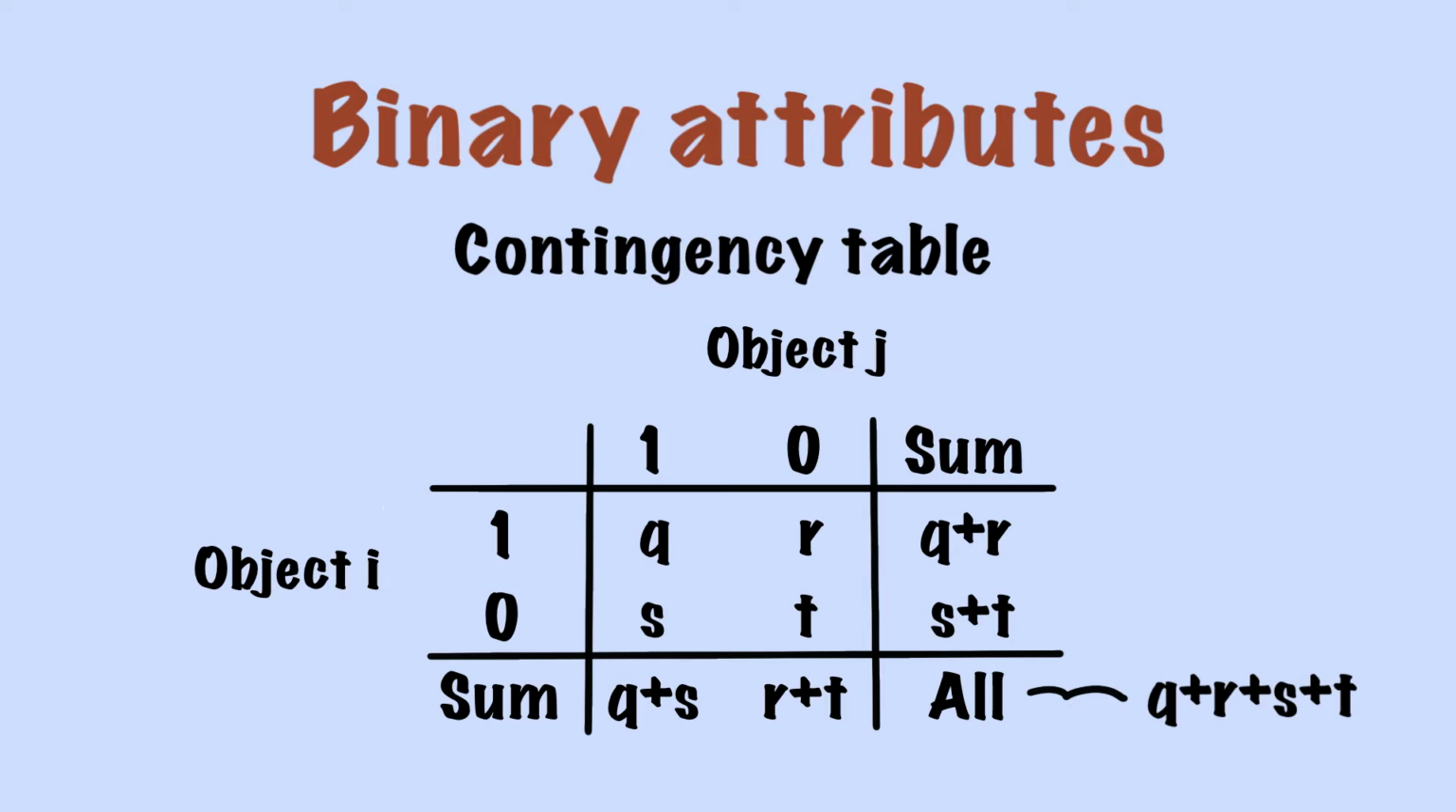The first step to calculate the dissimilarity of binary data is to build a contingency table. A contingency table is used to present the frequency counts for categorical data. To illustrate, Q is the number of attributes where object I and object J are both 1. R is the number of times object I is 1, but object J is 0. And I'm sure you can infer the meaning of S and T based on this. In fact, Q and T represent matches between two objects, and R and S represent mismatches where the states of object I and J are distinct.